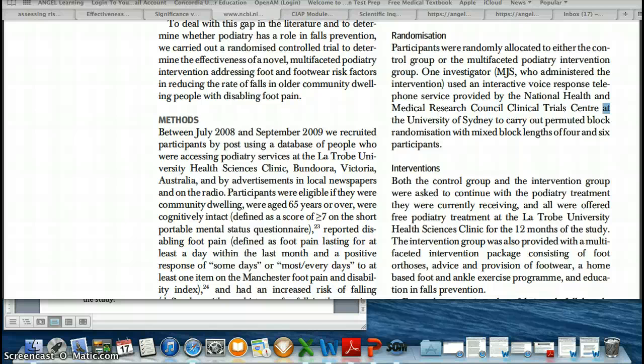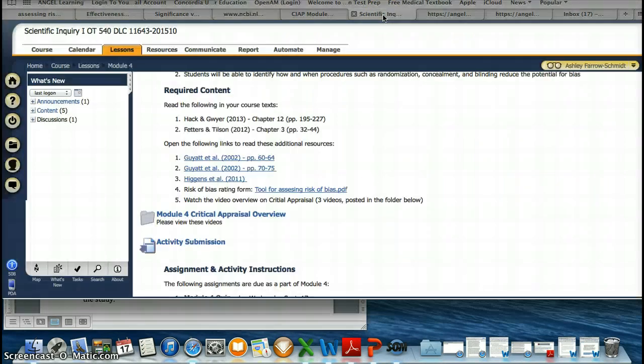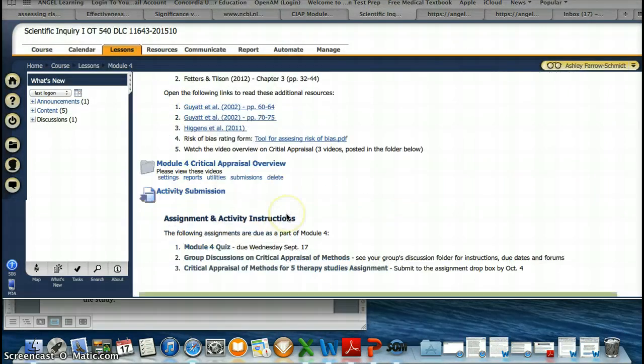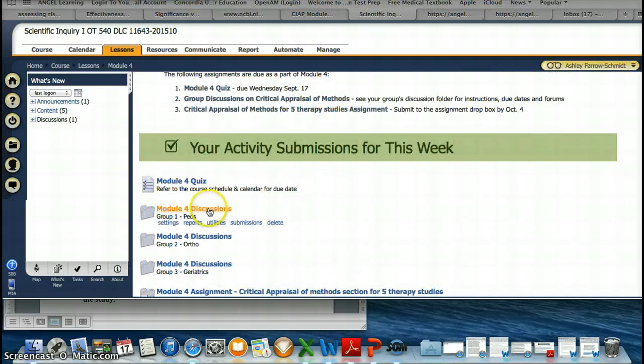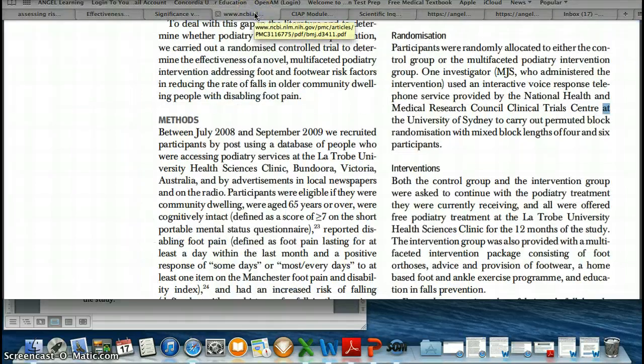Alright, so this is part 2 of the video. Again, we are going through our Module 4 discussion, question 1, and we're doing this together. So recently, we just talked about looking at allocation.